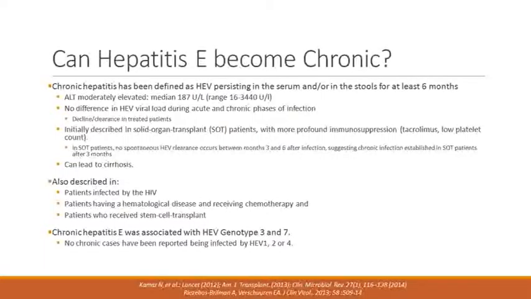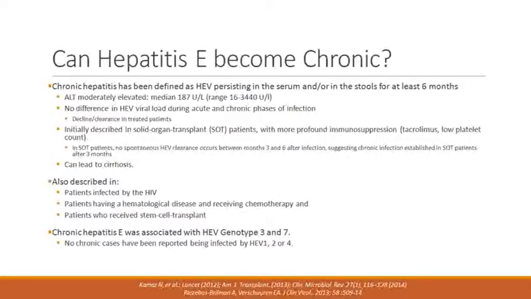Initially, chronic hepatitis E virus infection was described in solid organ transplant recipients with more profound immunosuppression that were on tacrolimus and with low platelet count. In solid organ transplant recipient patients, there is no spontaneous hepatitis E clearance between 3 months and 6 months after infection, which suggests that chronic infection is basically established after 3 months of infection.